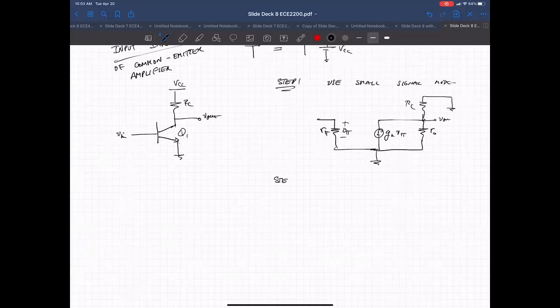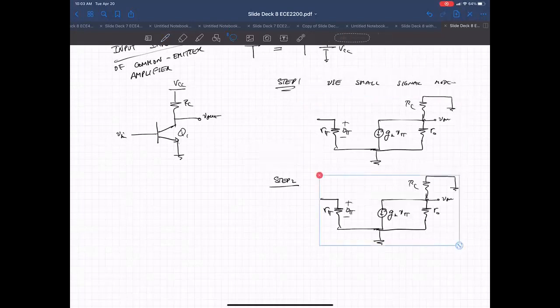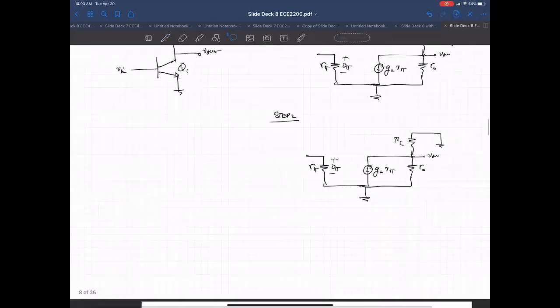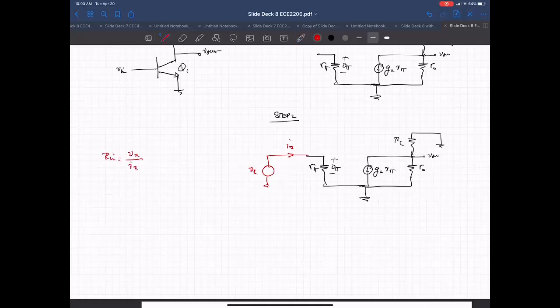So this is our small signal model. Then step 2 is I'm going to take this and stick in a perfect voltage source, V sub X, on the input. And I'm going to try to figure out, if this is V sub X, what is my I sub X? And that ratio, our input resistance, is going to be V sub X over I sub X.